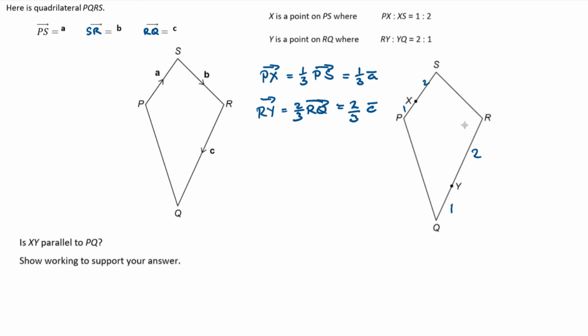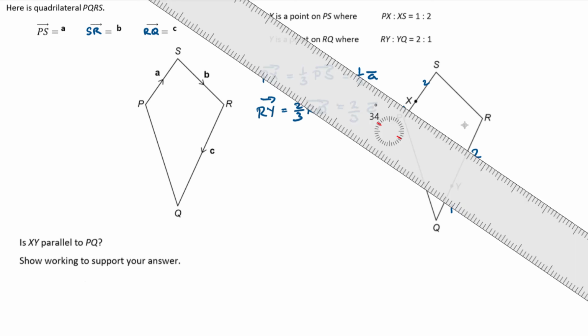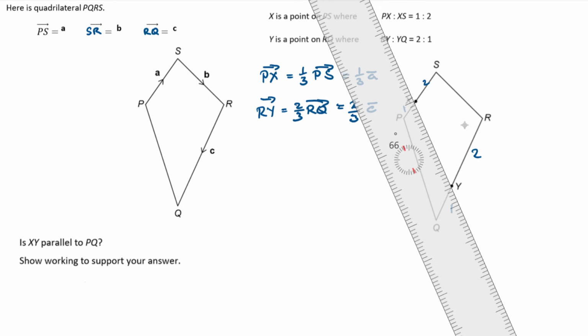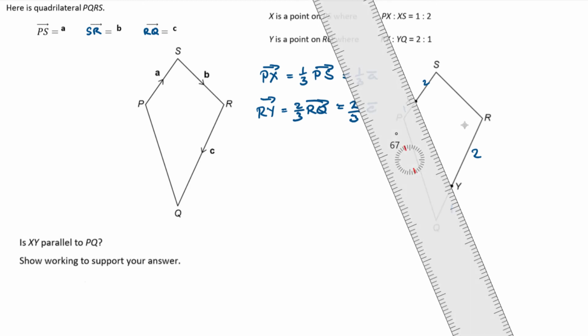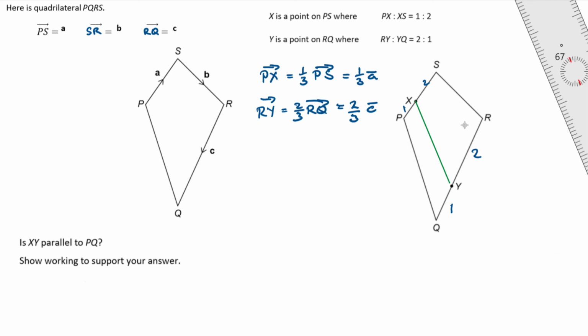Well, is XY parallel to PQ? Well, XY hasn't been marked, so let's just draw it on. That's XY. So what we want to know is whether that line is parallel to that one or not. The way we can do that is to find the vector XY and compare it to the vector PQ. If they are parallel, then they're either going to be the same vector or one is going to be a scalar multiple of the other. That means they have the same direction, even if one is a multiple of the other in terms of its length.